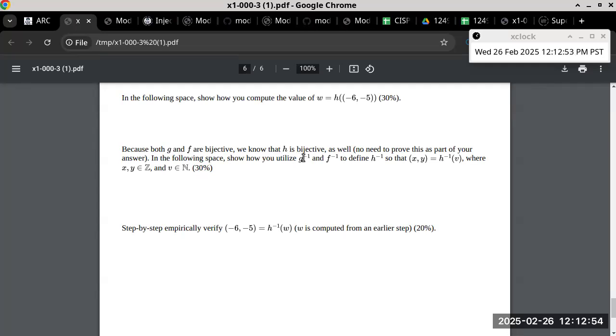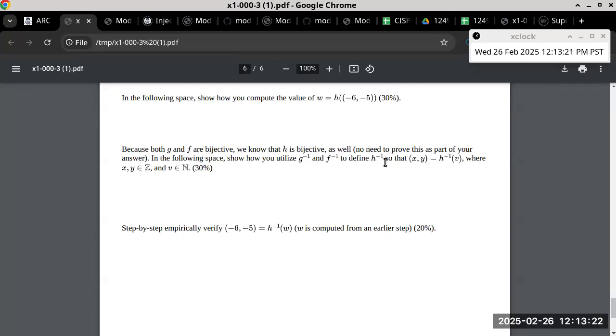That's why there's the claim that G and F are both bijective. We know that H is bijective, because if you make a compound function of bijections, then the compound function itself is also bound to be bijective. So no need to prove this part of your answer. I'm telling you that it is bijective already. But what I'm interested in is using G inverse and F inverse. I want you to define H inverse.